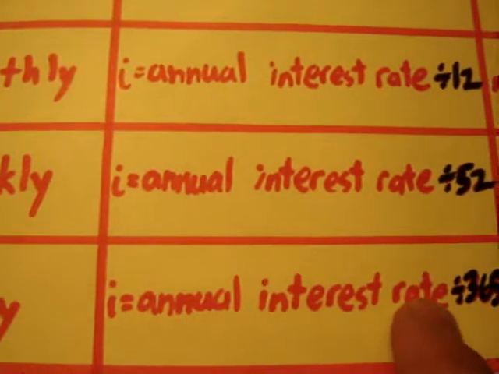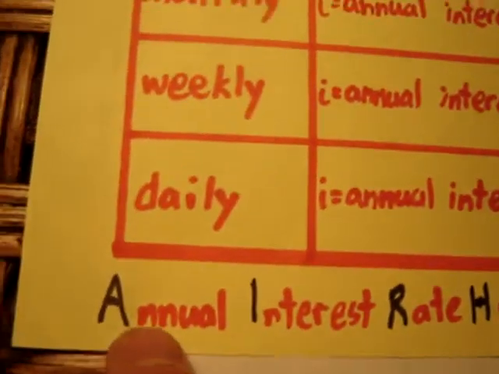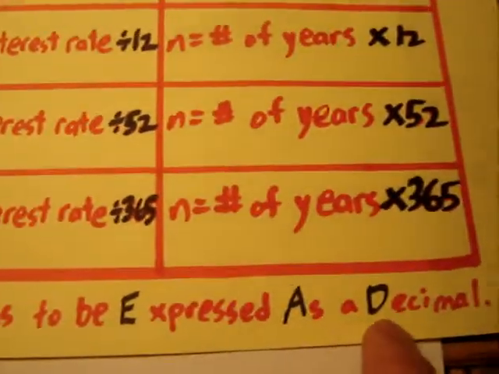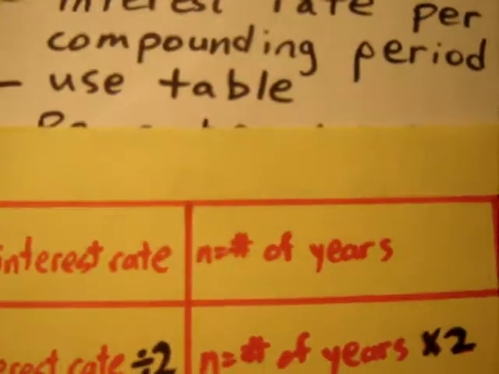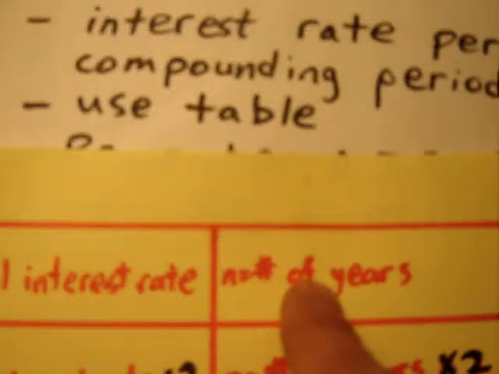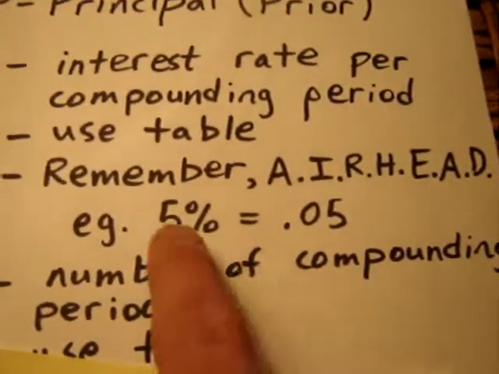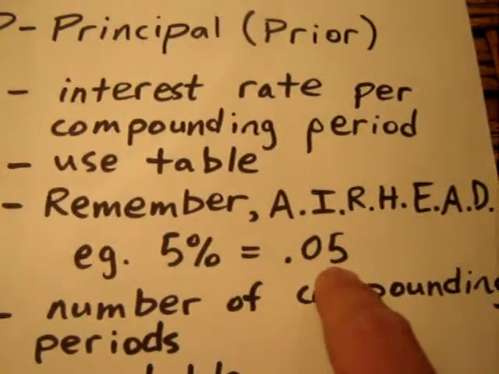Something to remember about annual interest rates in this context is the acronym AIRHEAD. The annual interest rate has to be expressed as a decimal. We'll do some examples where you'll see that more clearly. Remember, AIRHEAD: 5% is 0.05.